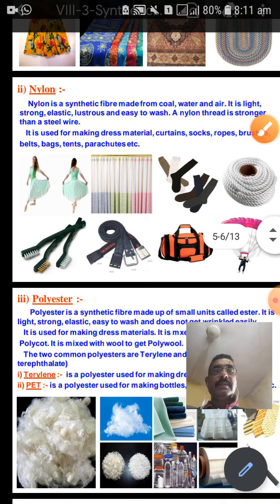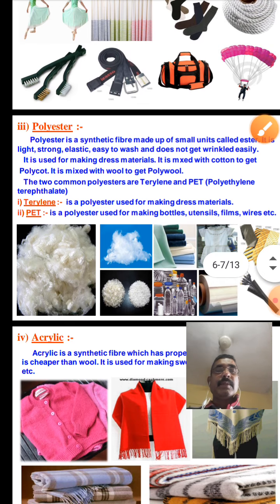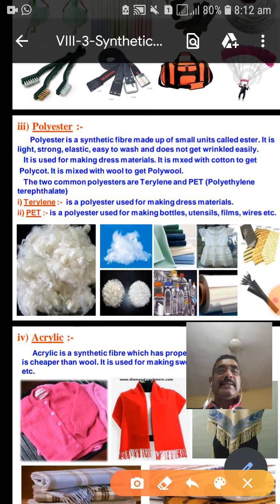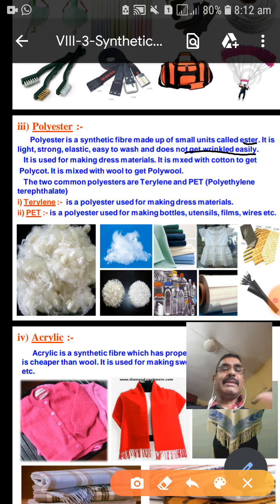Now coming to the next synthetic fiber, that is polyester. So polyester is made up of small units of ester. Ester is a kind of organic compound, and you will learn more about ester in higher classes. So again, polyester is light in weight, strong, elastic, easy to wash and does not get wrinkled easily. And because of this feature, polyester is used for making dress material.